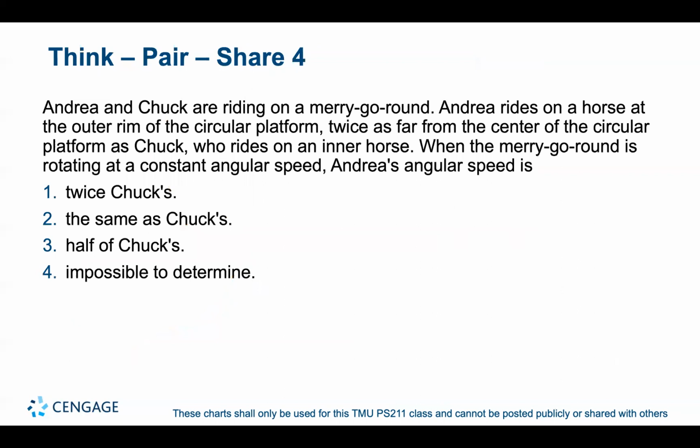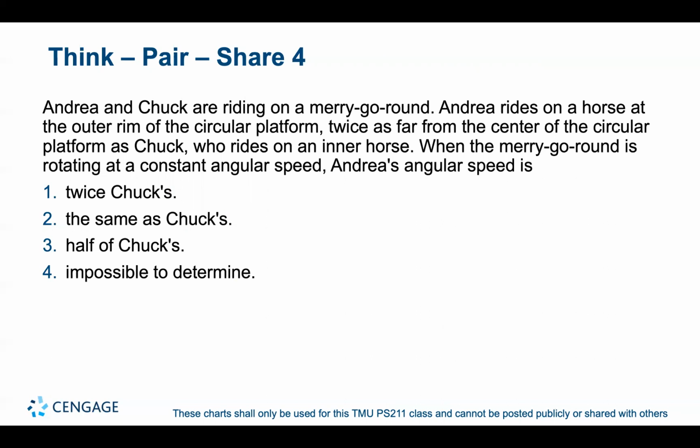So let's do another question here. Andrea and Chuck are riding on a merry-go-round. Andrea rides on a horse at the outer rim of the circular platform, twice as far from the center of the circular platform as Chuck, who rides on the inner horse. When the merry-go-round is rotating at a constant angular speed, Andrea's angular speed is, the answer is the same as Chuck's.